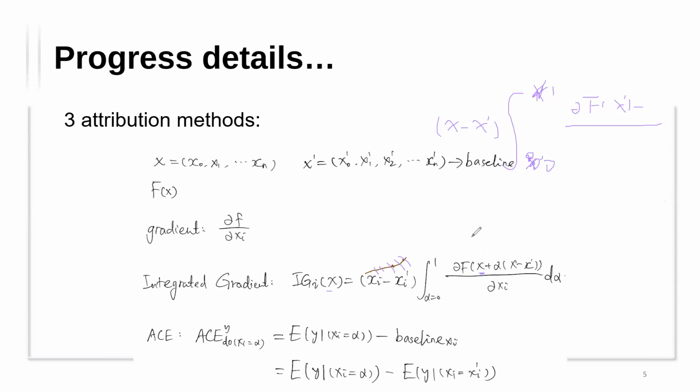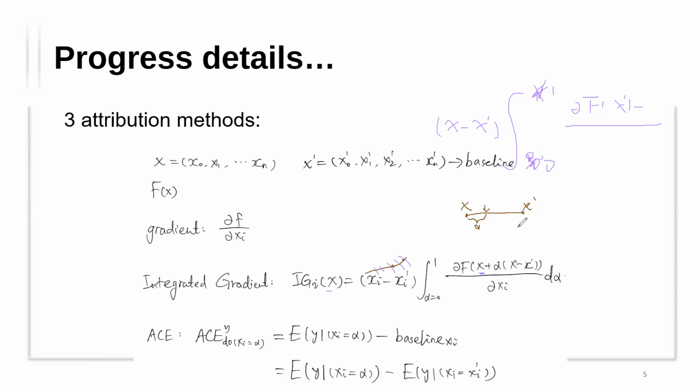Imagine there's a line like this. This is x, this is x prime, and x plus alpha times (x minus x prime) would be in the middle. The range of alpha is 0 to 1, so each time you come here, for example, this would be the alpha.